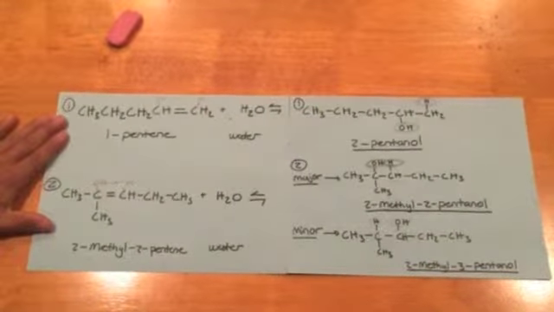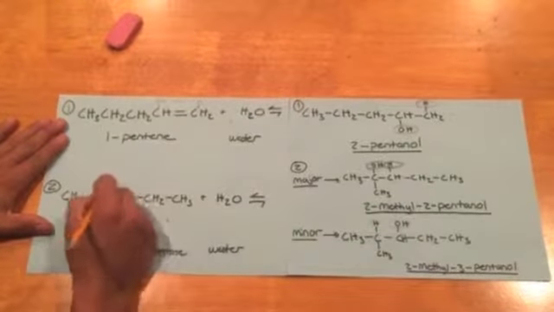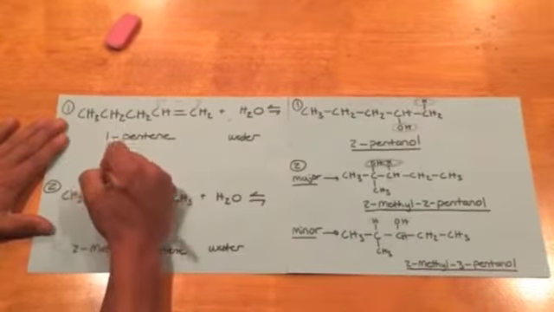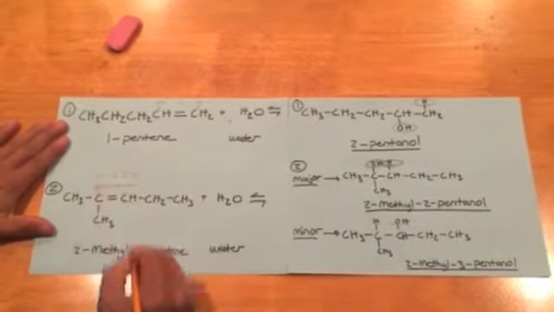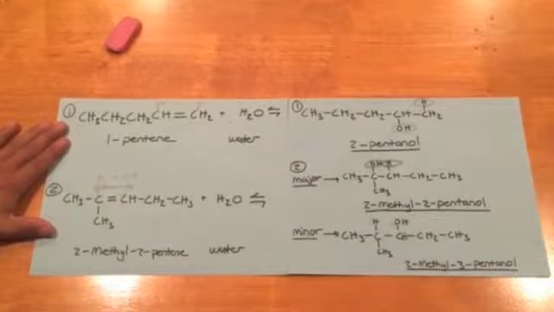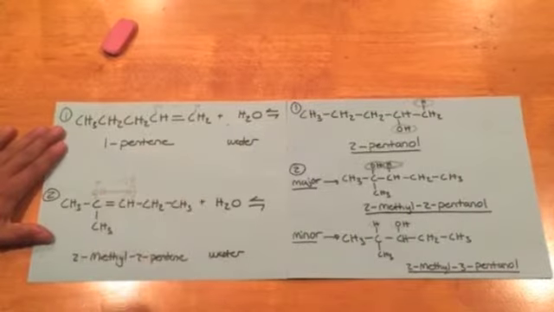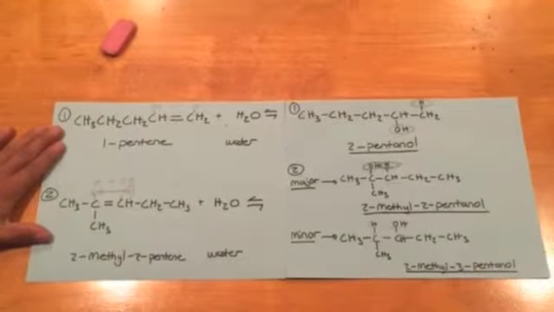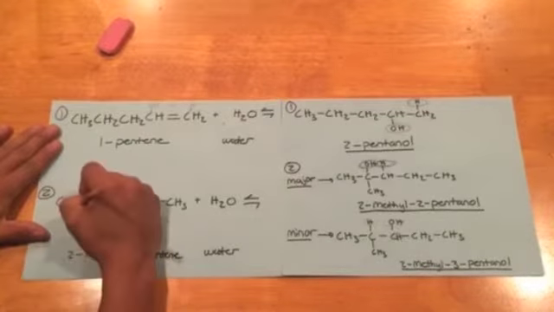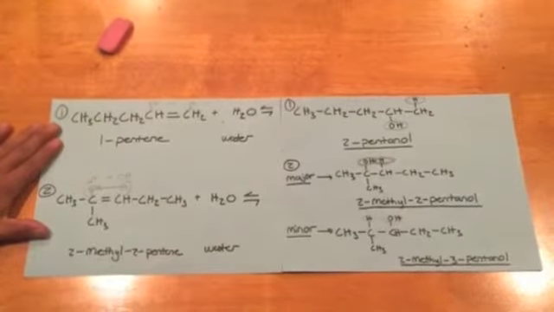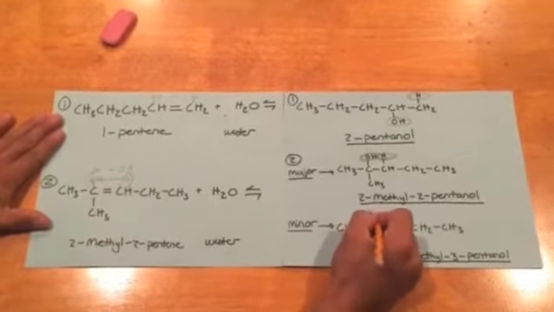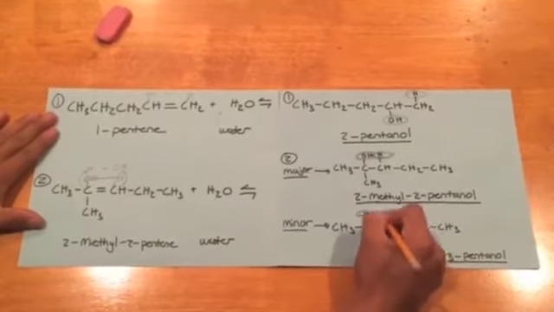For the minor product, simply flip the water molecule and you will see that the carbon with the most amount of hydrogens connected to it receives the OH. And the carbon with the least amount of hydrogens connected to it receives the hydrogen, as shown in the answer.